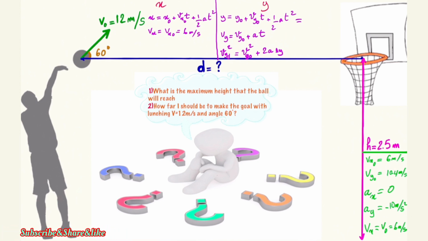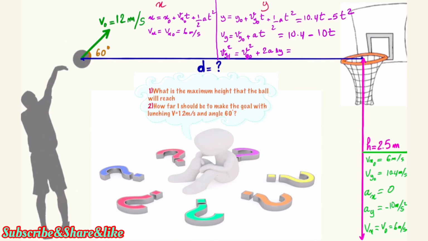So what we're going to get, we said this one is 10.4, so we're going to get 10.4 T minus 10/2, which is just minus 5 T squared. Here we're going to get the same thing, 10.4 minus 10 T. And here we're just leaving this like that because we don't even need it. I just added it there to give you more information.